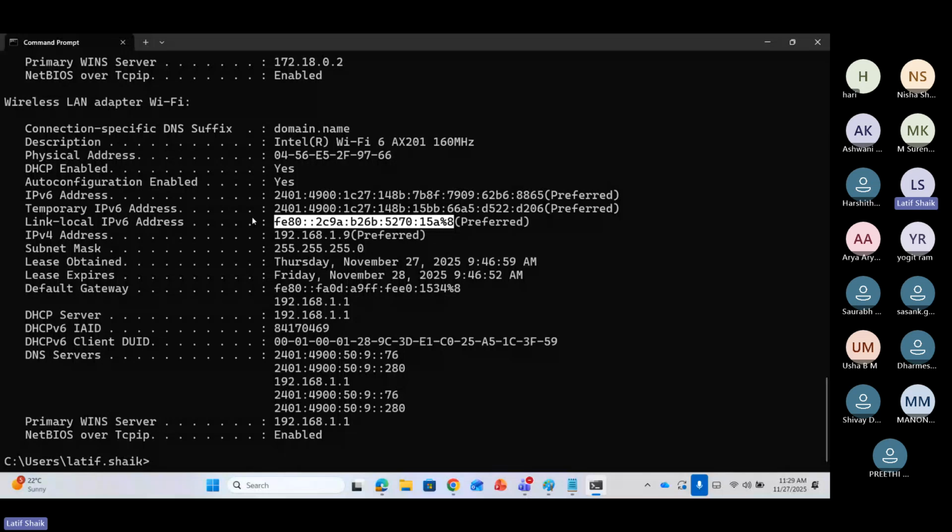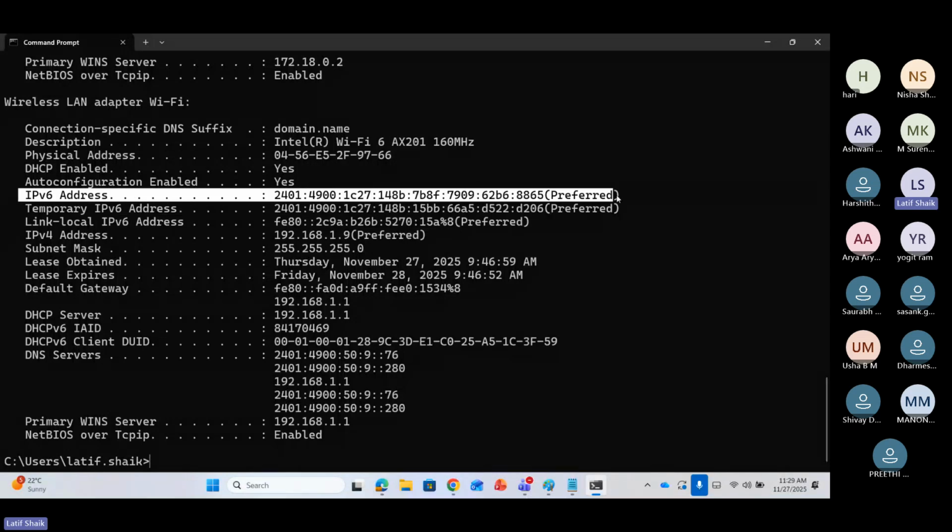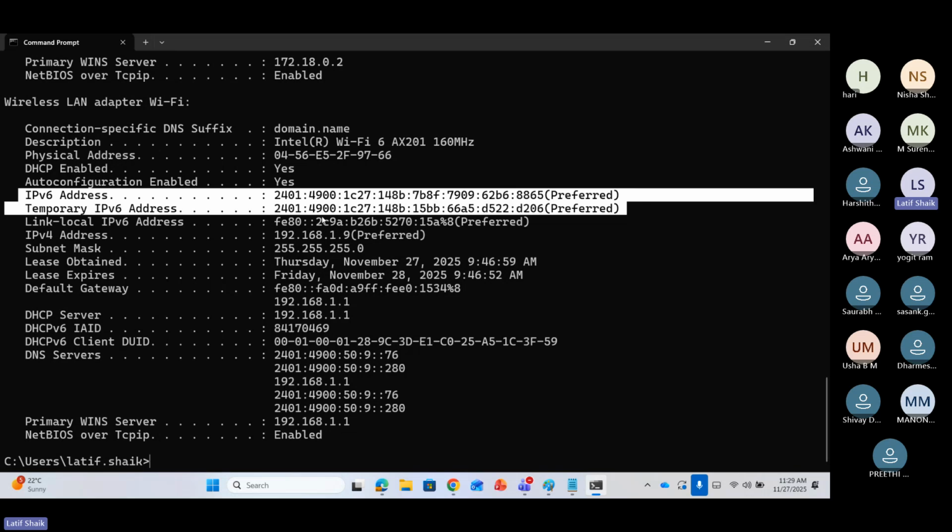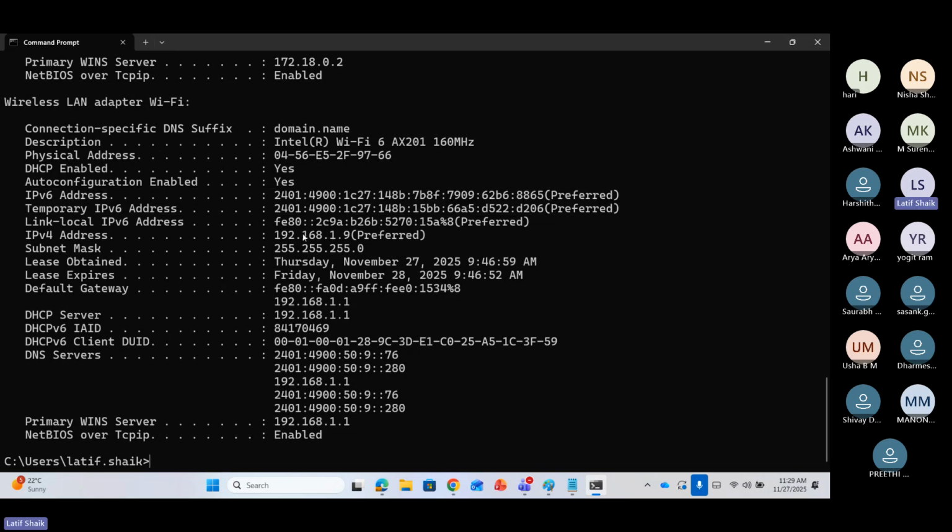Of course, I got an IPv6 address here because I am at home. My internet is Airtel. So Airtel is using IPv6 also. It will use both IPv4 as well as IPv6 addresses.